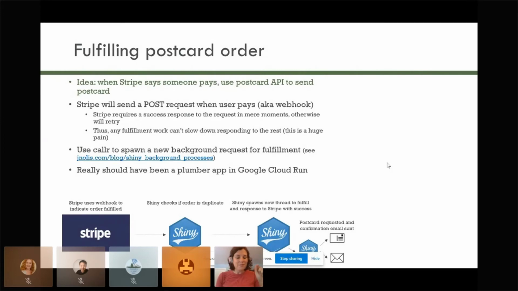Again, I did this in Shiny using brochure, but really that should have been a Plumber app in like Google Cloud Run. Like it really should have been just a Plumber app that listens for that command and then sends these, but I really wanted an all-in-one Shiny app because I'm lazy.